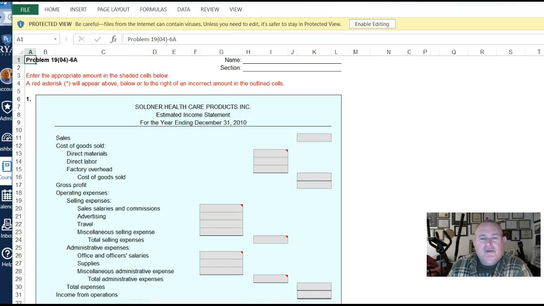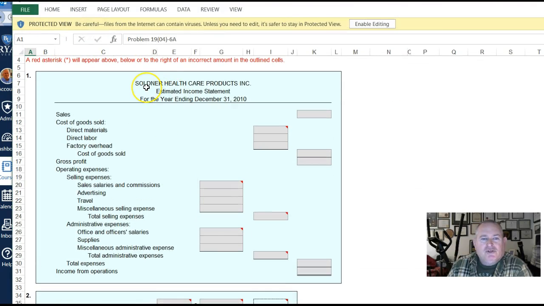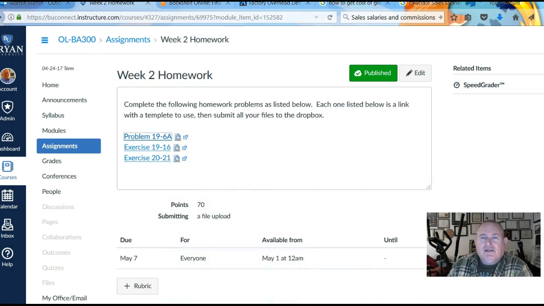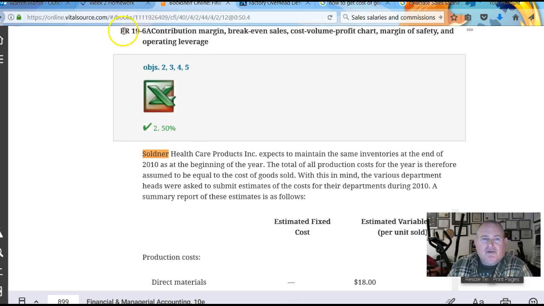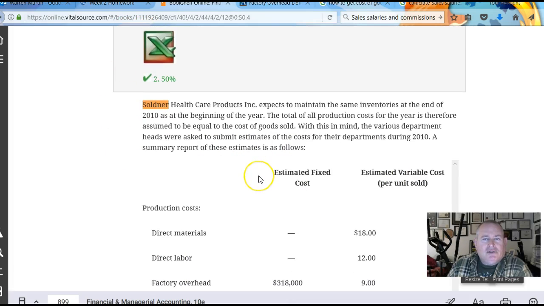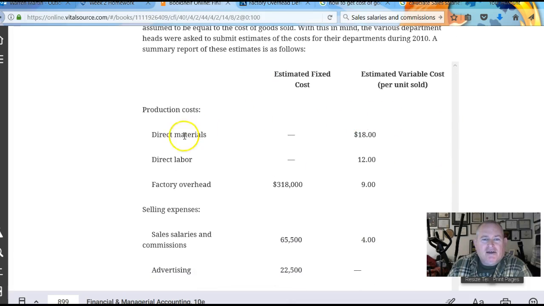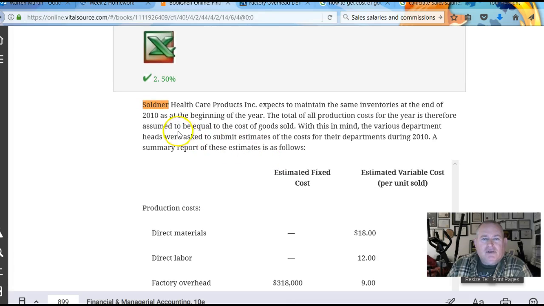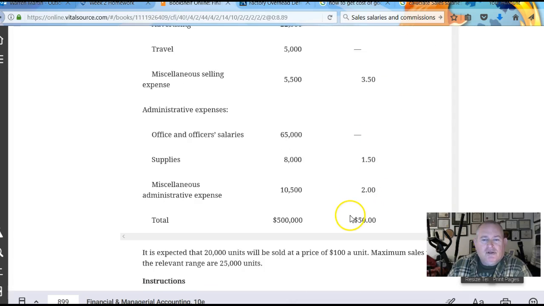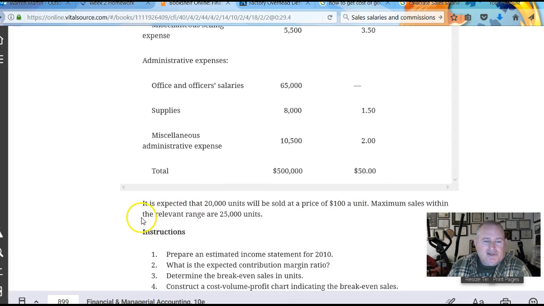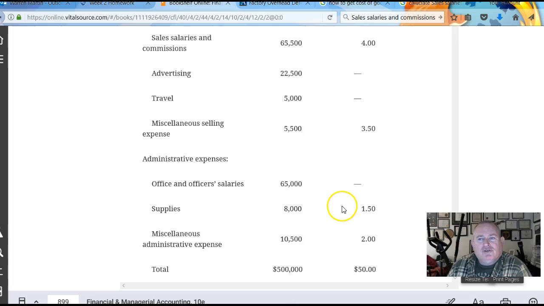That's going to be the Excel sheet that comes up here. Yes, Solvner Healthcare. All right, so there's the spreadsheet. This is 19.6. Most of these exercises have most of the data in here somewhere. This gives you a brief summary, and then you've got estimated cost, variable cost per unit, and on the bottom it gives you a little more info. In this case, there are 20,000 units to be sold at $100 each. So that's part of the information.